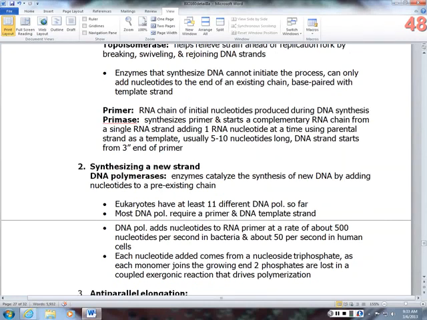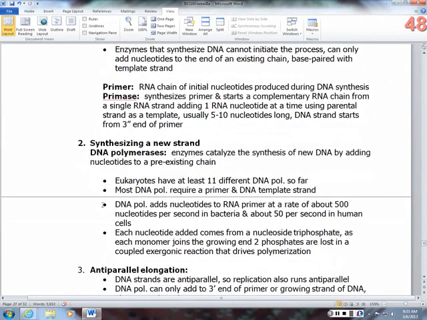So when you synthesize a new strand, we have these DNA polymerase enzymes. A polymerase means that it's going to make a polymer, and the -ase just means it's the enzyme that facilitates that. It's going to do this by adding new DNA nucleotides to a pre-existing chain.